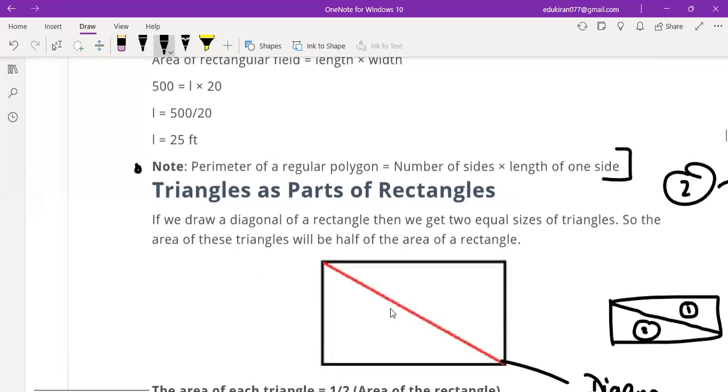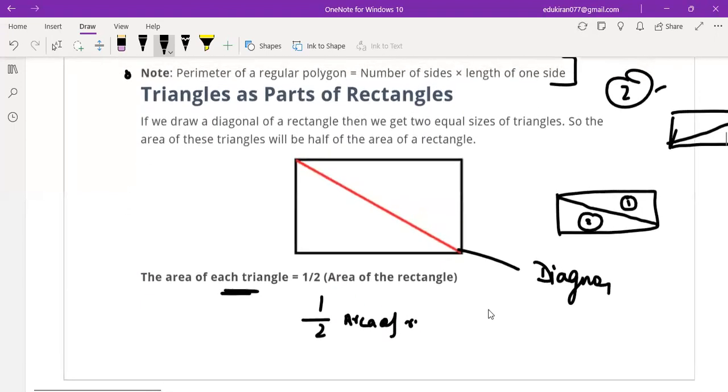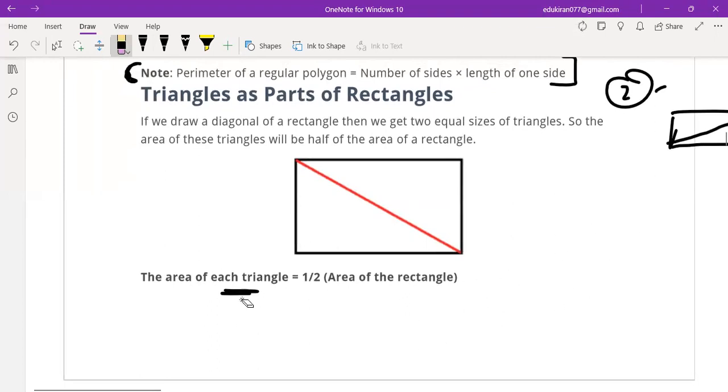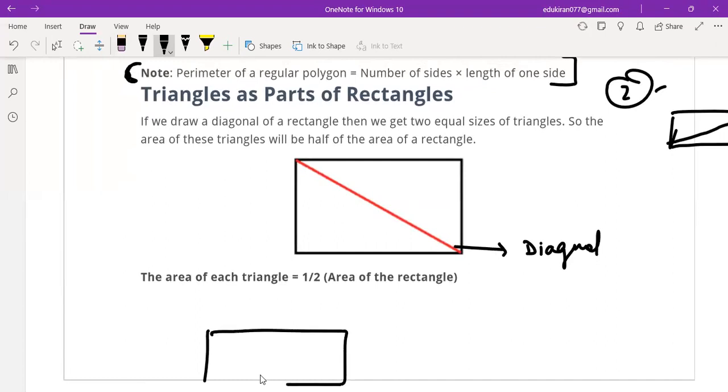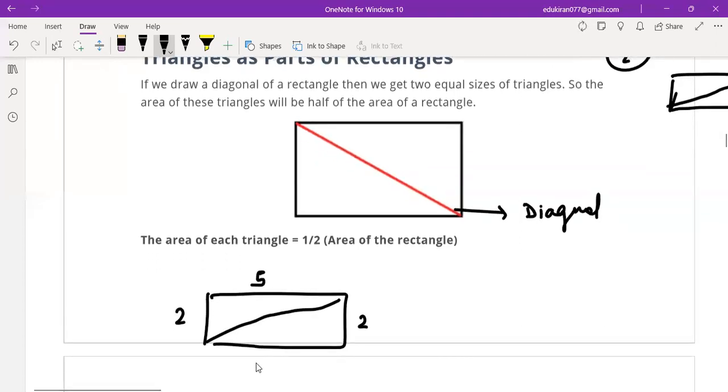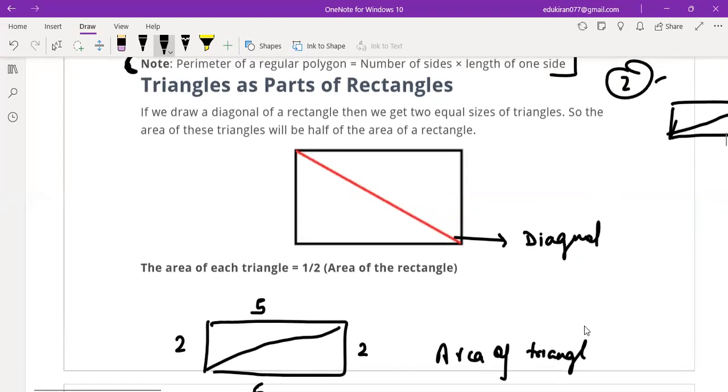Now you people will start writing it from here. Just mention this note as well. I'm just highlighting it. When you draw the diagram, you will label it as a diagram. Then I'm giving you one question: you have to find the area of the triangle.